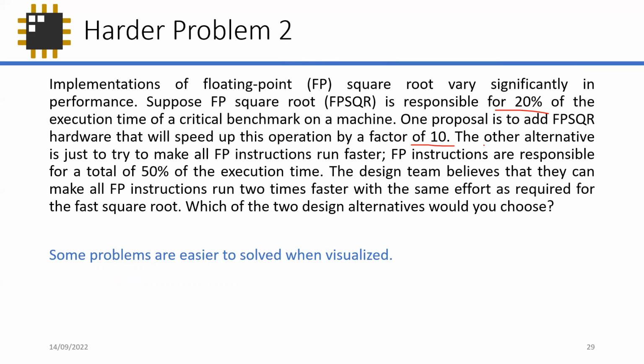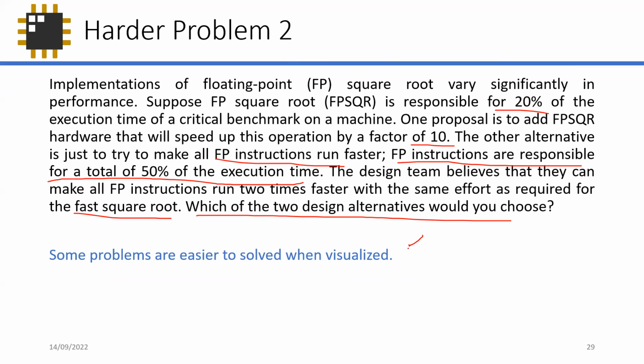The other alternative is to try to make all FP instructions faster, but FP instructions are responsible for a total of 50% of the execution time. The design team believes that they can make all FP instructions run 2 times faster with the same effort as required for the fast square root. So which of the two design alternatives would you choose?